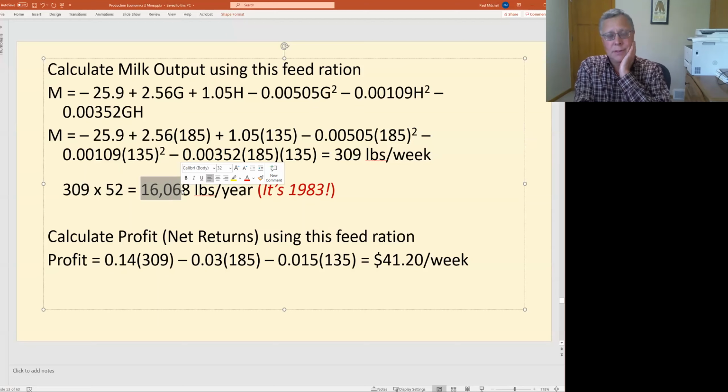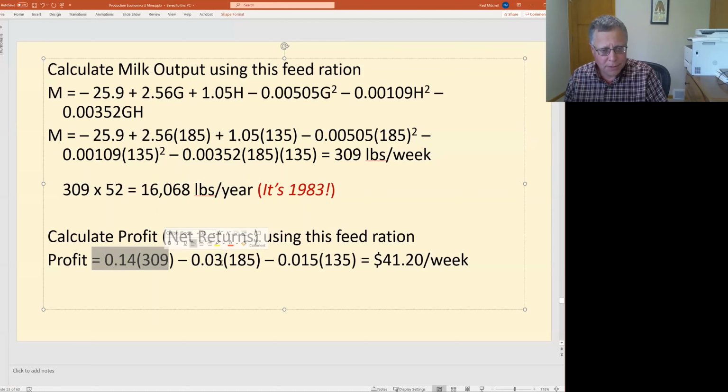That's not very much for today's world. But it's 1983. We just didn't have cows that productive back then. But 16,000 pounds a year, well, 309 pounds a week. Just take the 14 cents a pound times 309, subtract off the price of grain, price of hay times hay, and you get $41.20 a week is what you make per cow.